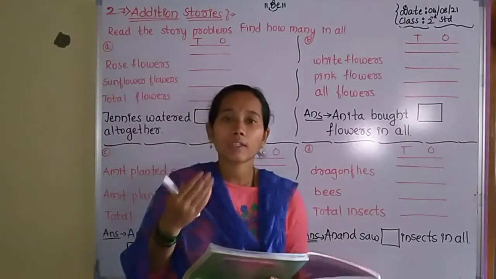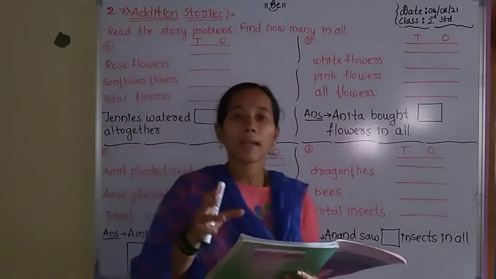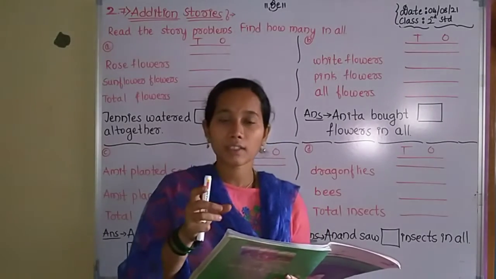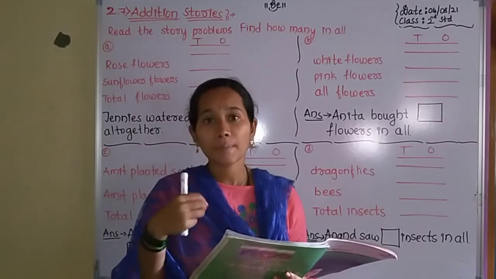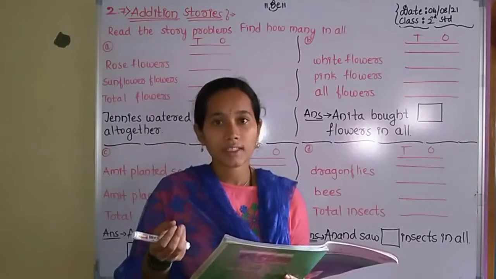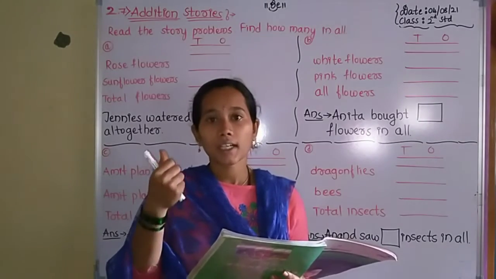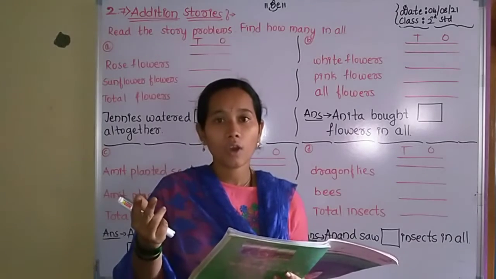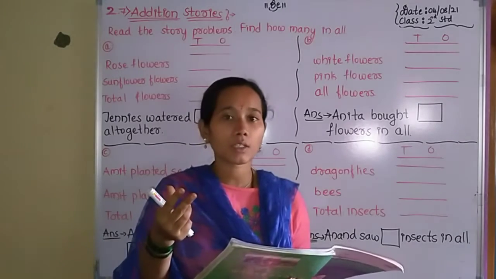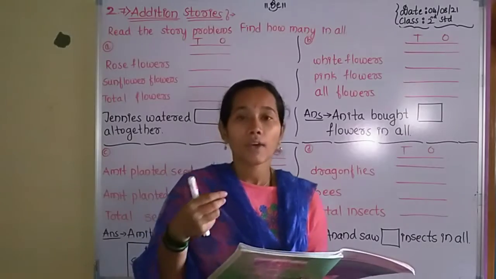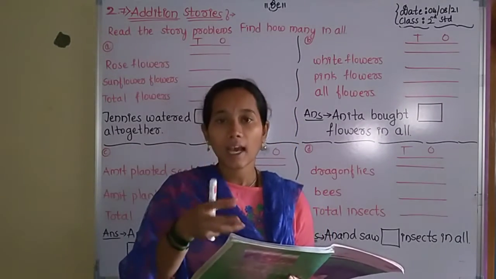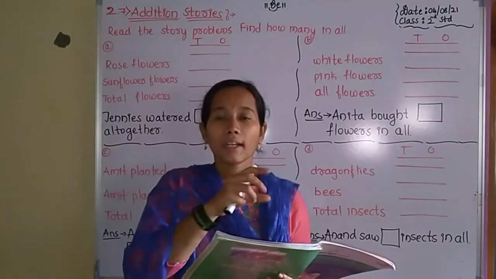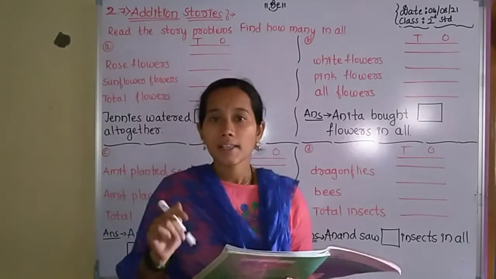I already told you that in addition stories some specific words are there that represent addition stories. That means: altogether, in all, how many in all. These are the words that represent addition stories. First read the story carefully, pick the addends, write the addition sentence, and find the sum for that.